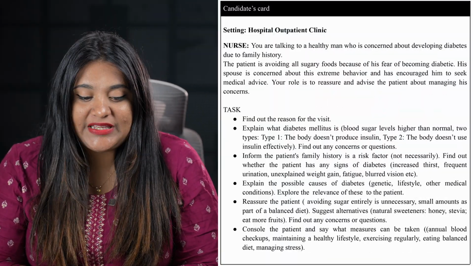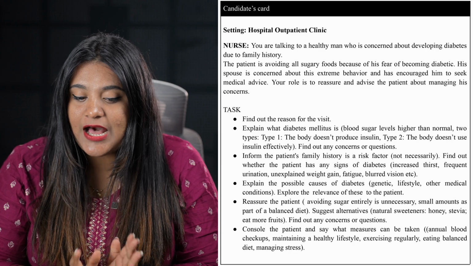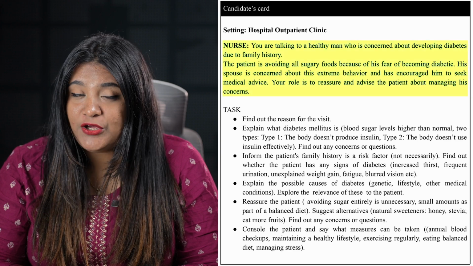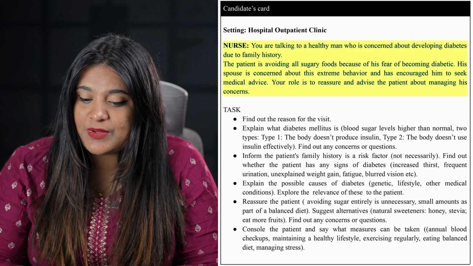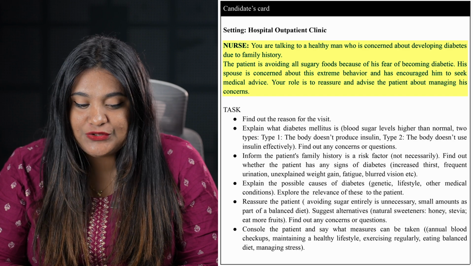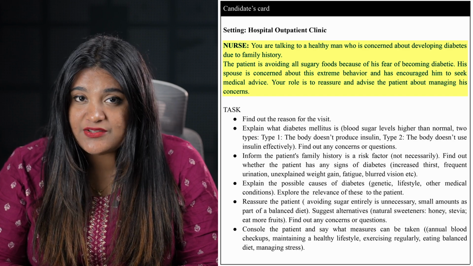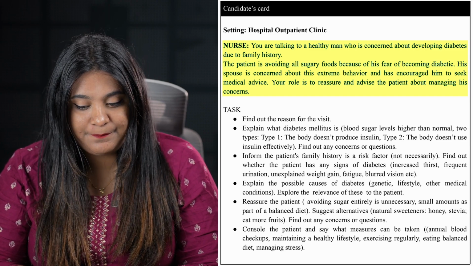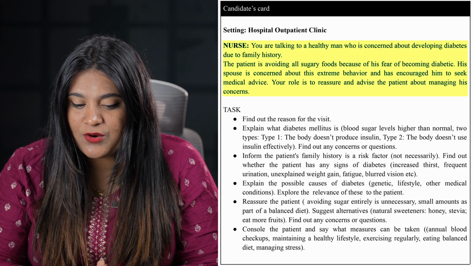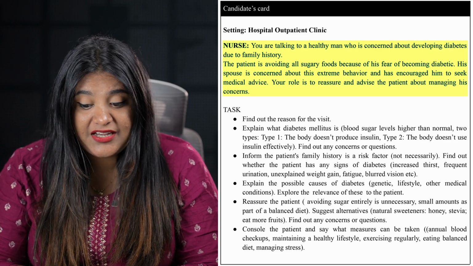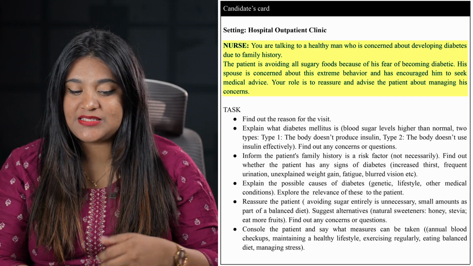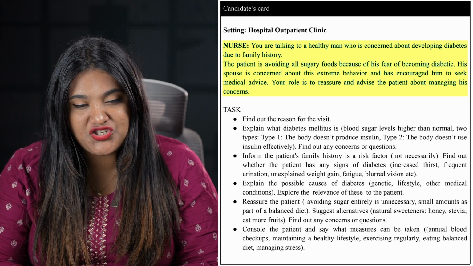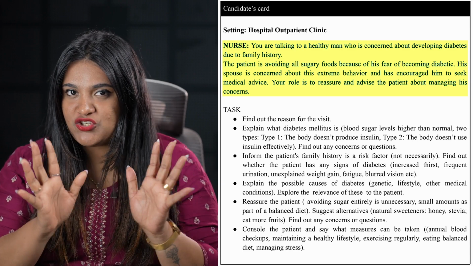This is the card. So you can see the setting is given as a hospital outpatient clinic. Let's read the background information together. You're talking to a healthy man who is concerned about developing diabetes due to family history. The patient is avoiding all sugary foods because of his fear of becoming diabetic. His spouse is concerned about this extreme behavior and has encouraged him to seek medical advice. Your role is to reassure and advise the patient about managing his concerns. So we got a picture about this context.